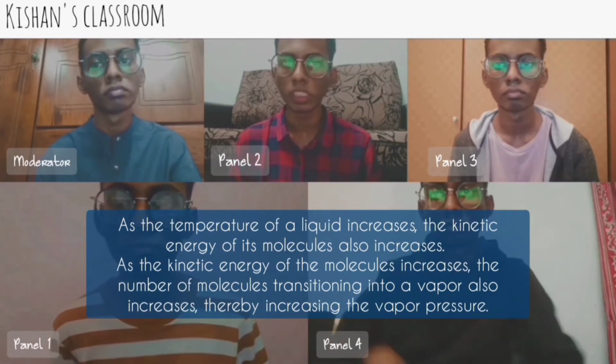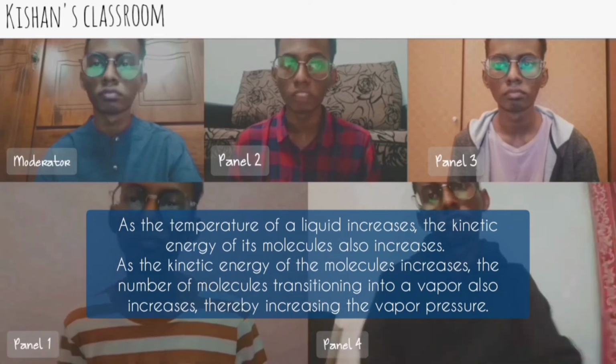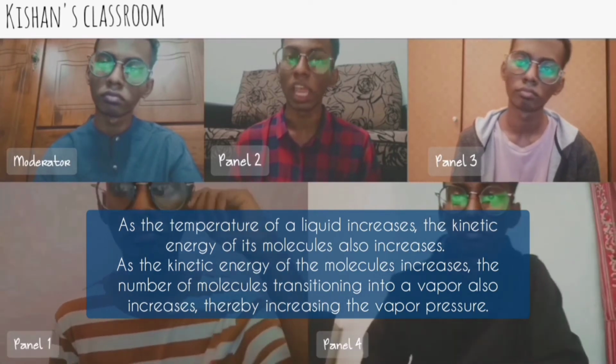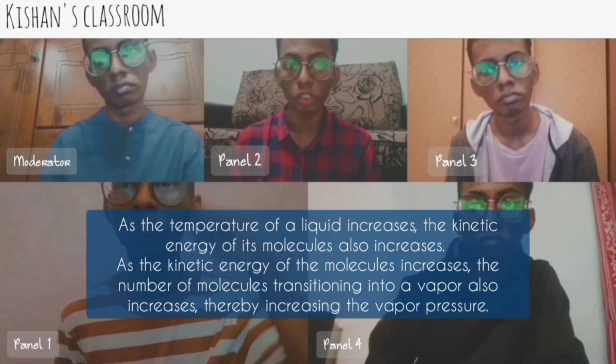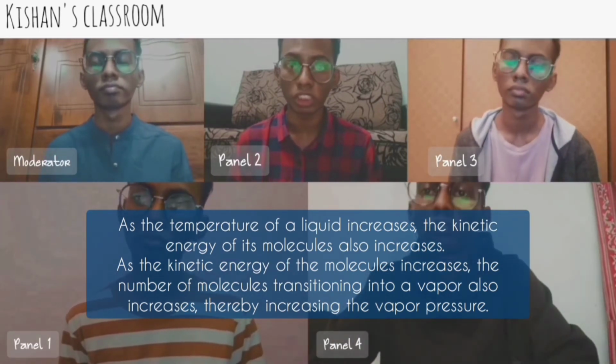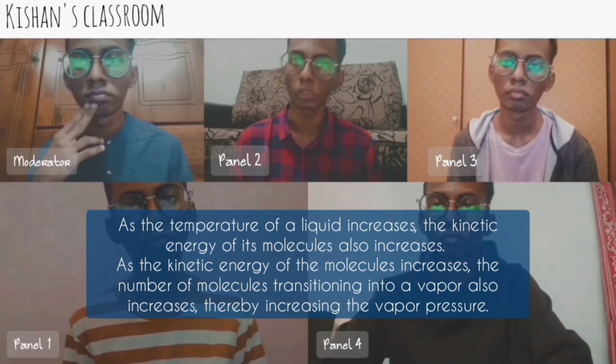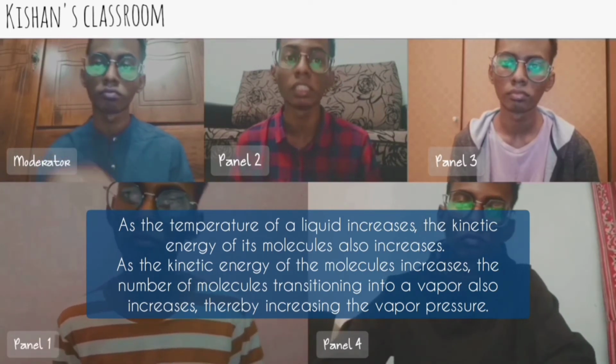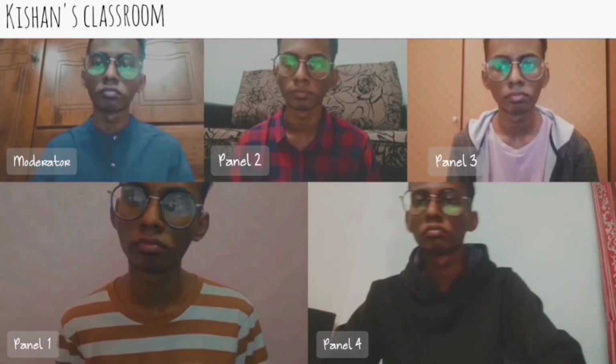As the temperature of a liquid increases, the kinetic energy of its molecules also increases. As the kinetic energy of the molecules increases, the number of molecules transitioning into a vapor also increases, thereby increasing the vapor pressure.